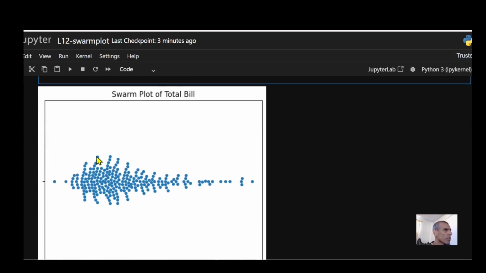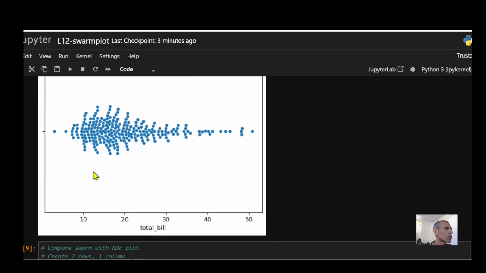So each one of these dots right here, that's your data point. Anytime, you can see that there's going to be a lot of overlapping over here. So in order to prevent that overlapping from happening, these points actually go in this direction and some points come in this direction. So this way it can avoid overlapping data points.